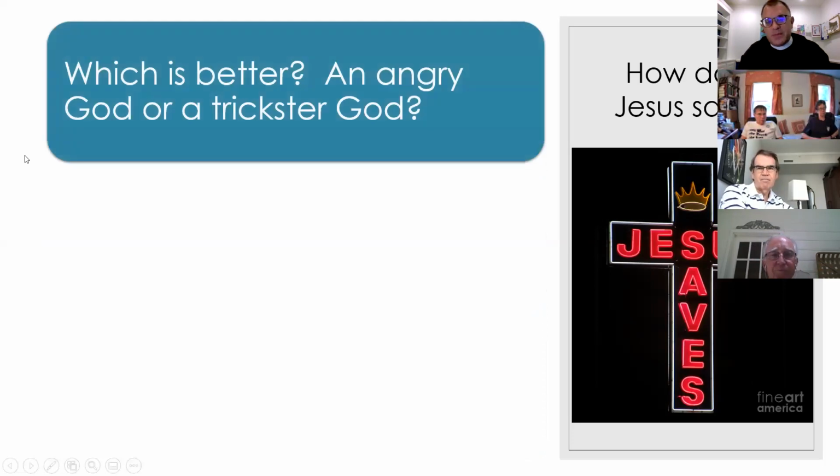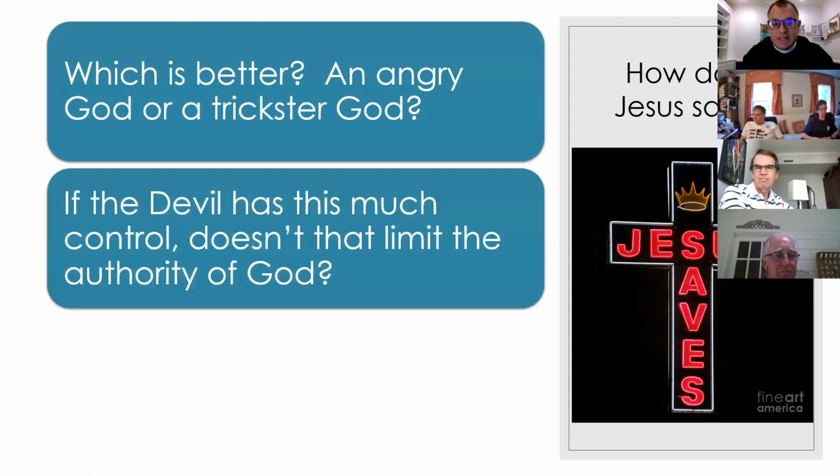Now, there's a couple of problems. Which is better, an angry God, like in substitutionary atonement theory, or a trickster God? The trickster God, I'm not sure, is all that much better. Either way, you have a God that doesn't seem to be, well, consonant with love and support and connection, right? He has to trick somebody, or he's mad at somebody.